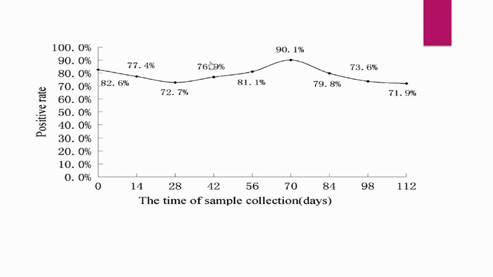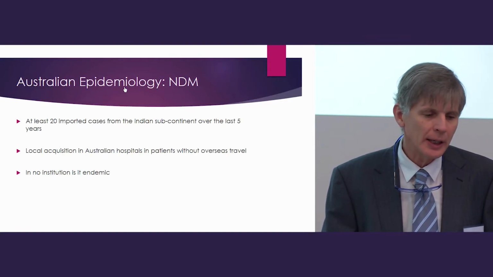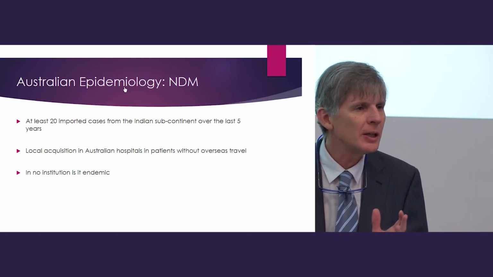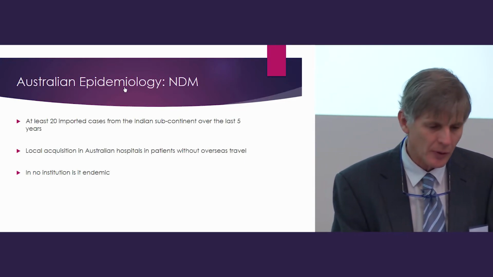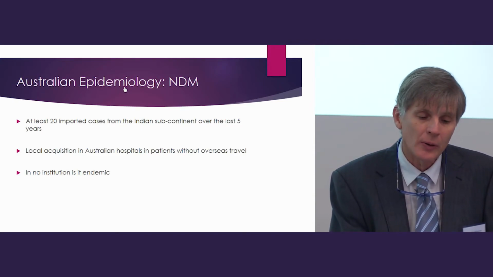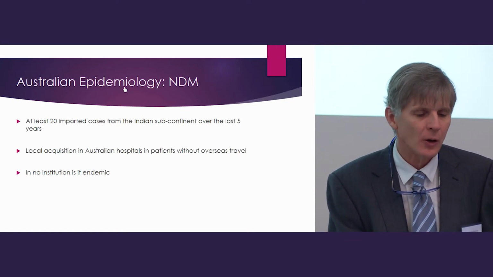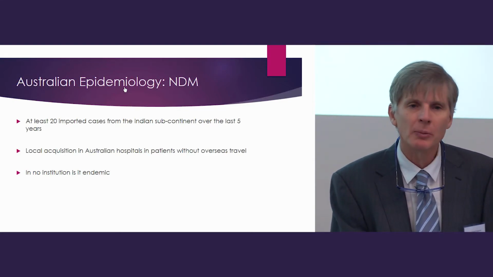And it's not going to be surprising if in India and other parts of Asia, we're going to have large proportions of the healthy population now colonised with carbapenemase producing organisms. So in Australia, we see it predominantly imported from the Indian subcontinent, but not exclusively from India. I've had a number of patients from Myanmar, and we know that it exists in Singapore and Thailand.